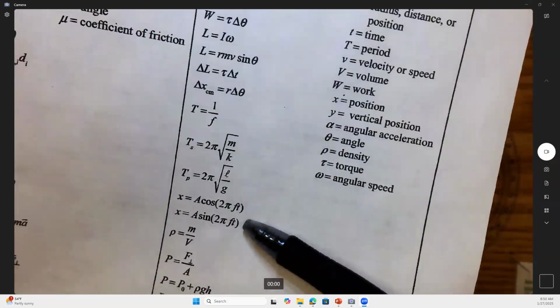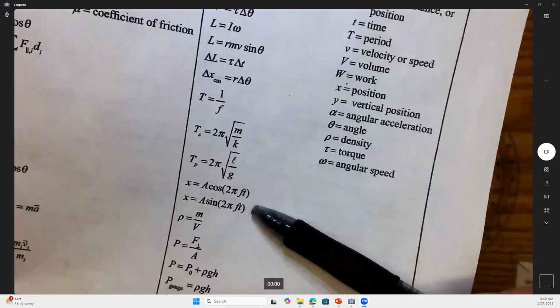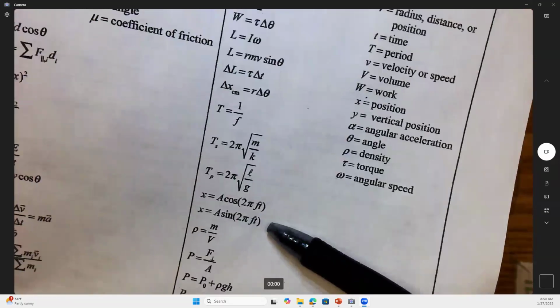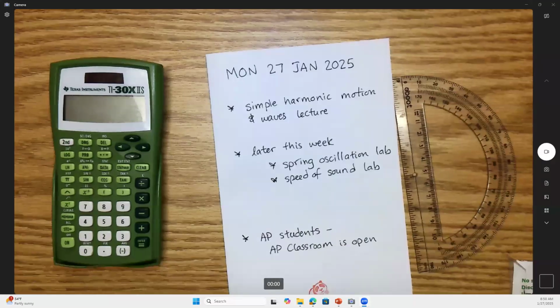Actually, they could have done either one here. I'm kind of surprised both are on here, but you could make either a sine or cosine wave, which are the same shape, just shifted apart, right? What does that look like? All right, so that's on the AP equations, a bunch of stuff you guys are going to see here.